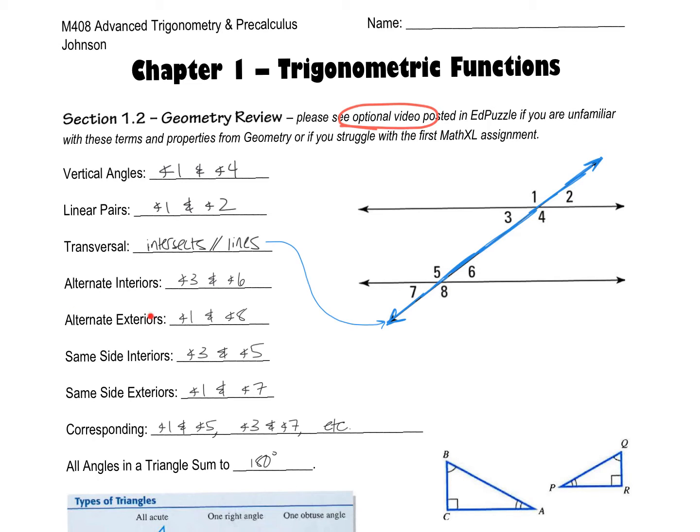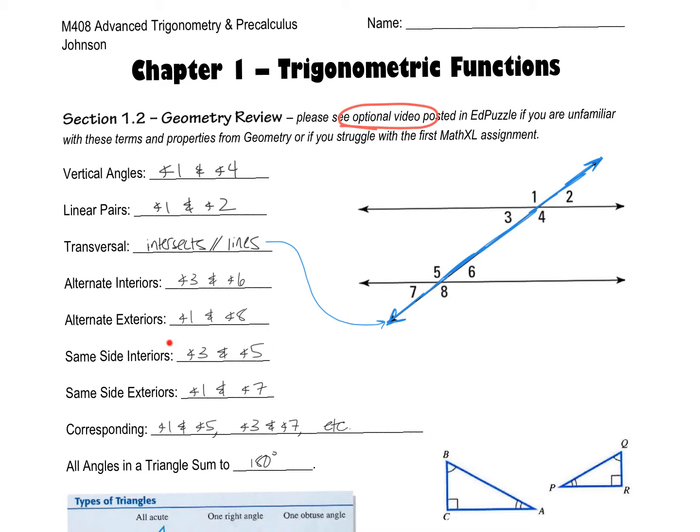Alternate exteriors, pretty self-explanatory after doing alternate interiors. 1 and 8, they are outside of the parallel lines, and they are on opposite sides of the transversal. Another option is 2 and 7. So 2 and 7 are here. Those are on opposite sides of the transversal, and they are outside of the parallel lines, so exterior.